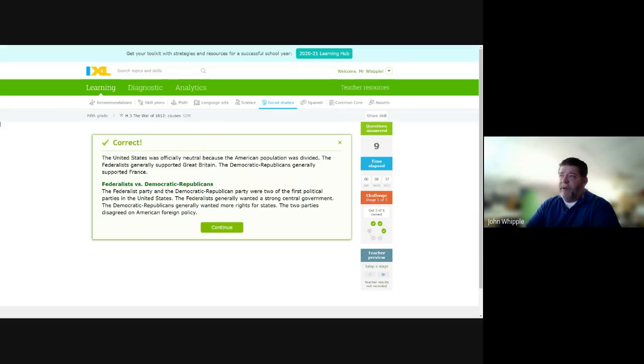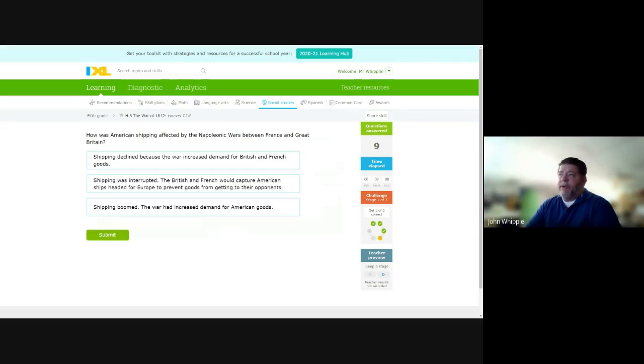Federalists versus Democratic Republicans. The Federalist Party and the Democratic Republican Party were two of the first political parties in the United States. The Federalists generally wanted a strong central government, a federal government. The Democratic Republicans generally wanted more rights for states. The two parties disagreed on everything, but this says foreign policy because it's talking about war between France and Great Britain.